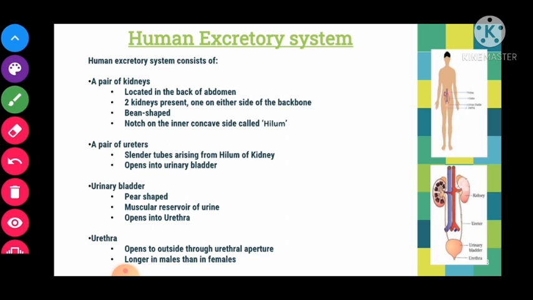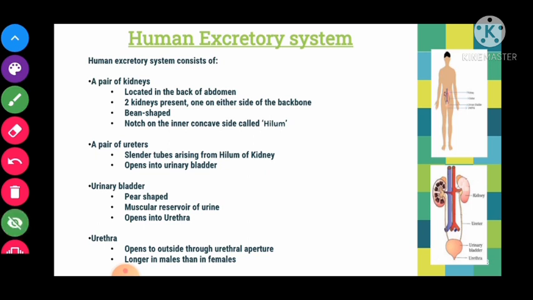Talking about the kidneys, kidneys are reddish brown bean-shaped structures situated between the level of the last thoracic and third lumbar vertebra, close to the dorsal inner wall of the abdominal cavity. Two kidneys are present, right, one on either side of the backbone, and they are located in the back of the abdomen. They are bean shaped, and the notch in the inner concave surface is termed the hilum.